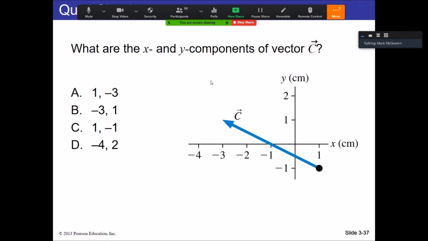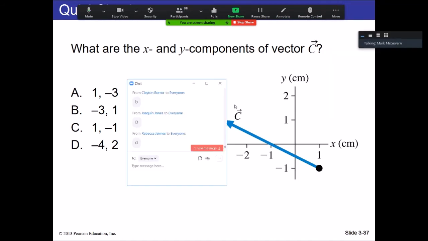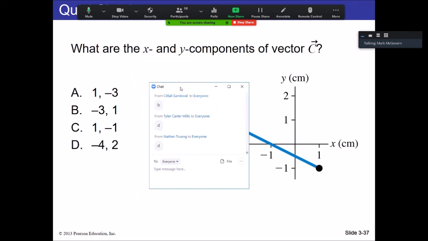So anyway. All right. What's up with C here? C is a quadrant 2 vector. What do we got here? Looks like quadrant 2 should have a negative x component, right? So it's not A or C. What are you guys telling me? B? D? Come on, people.